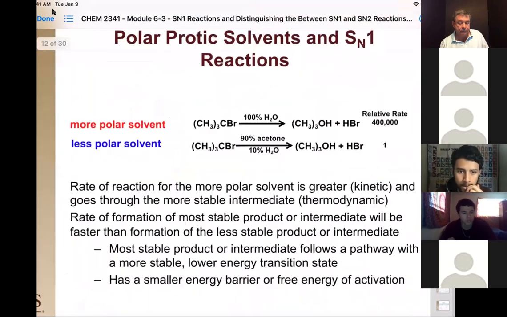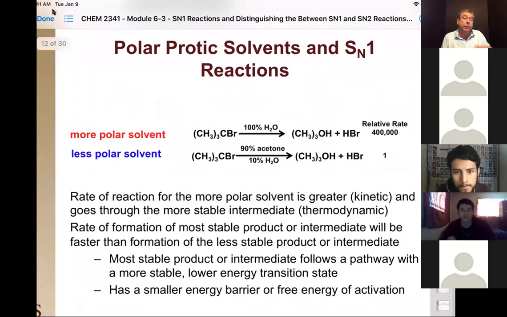Okay, so just to give you an idea of the relative rates of these things, let's just take this T-butyl bromide right here and run the reaction in water. And so we're going to do a solvolysis. We basically are going to add water to the thing to create T-butyl alcohol. Okay, and it's going to create one equivalent of HBr in the system as well. Okay, so if we do this in water, its relative rate is 400,000 times faster than if we did that same reaction in acetone.